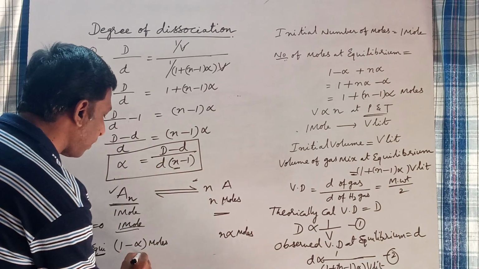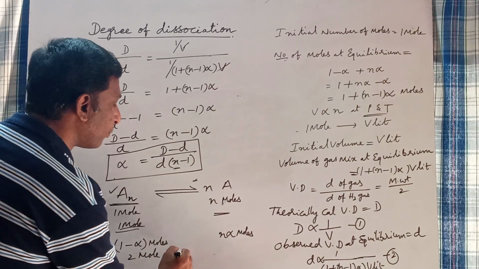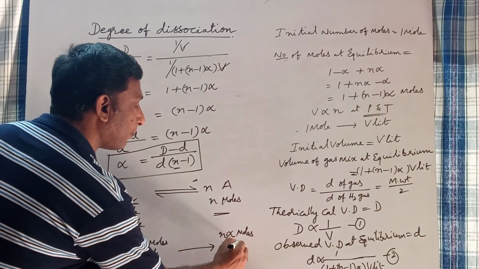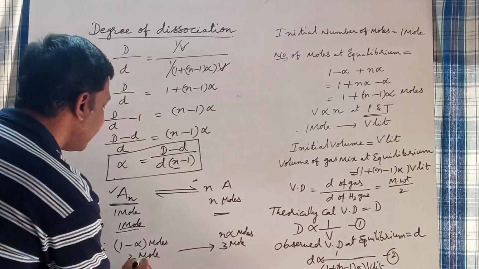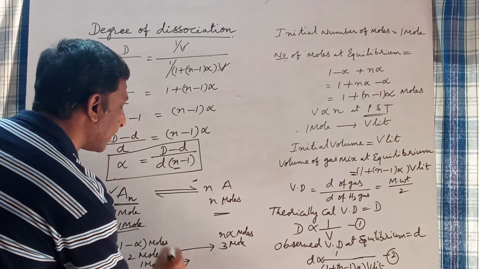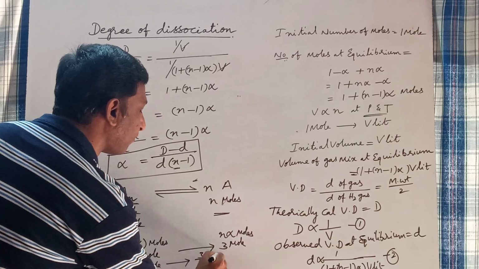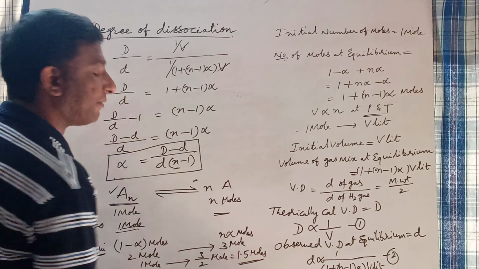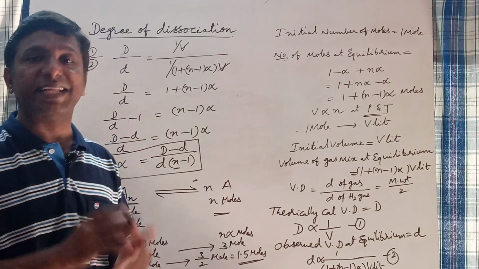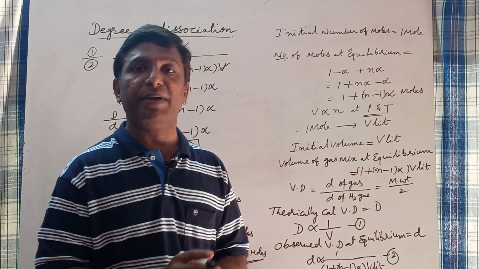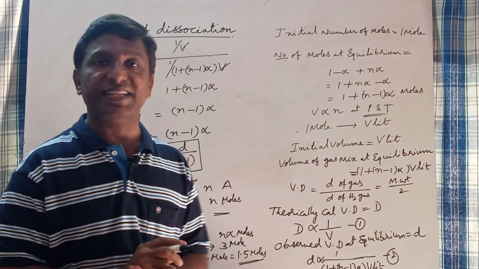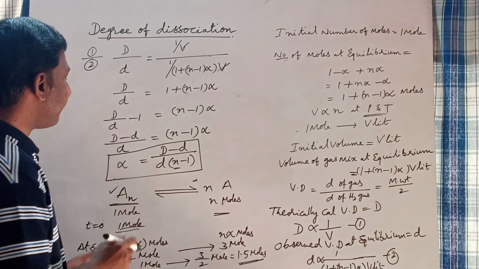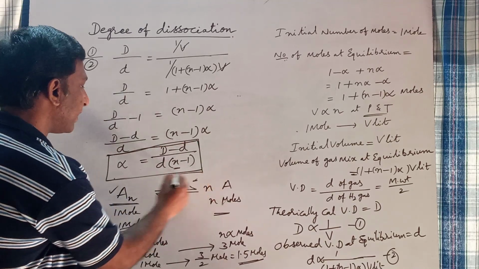Suppose 2 moles of reactant on decomposition give 3 moles of product. So how many moles are produced from decomposition of 1 mole? 1 mole on decomposition gives 3/2 moles of product, that is 1.5 moles. Here the n value becomes 1.5. So finally, n is the number of moles of product formed by decomposition of 1 mole of reactant. By knowing this, you can find out the degree of dissociation. This is the formula.